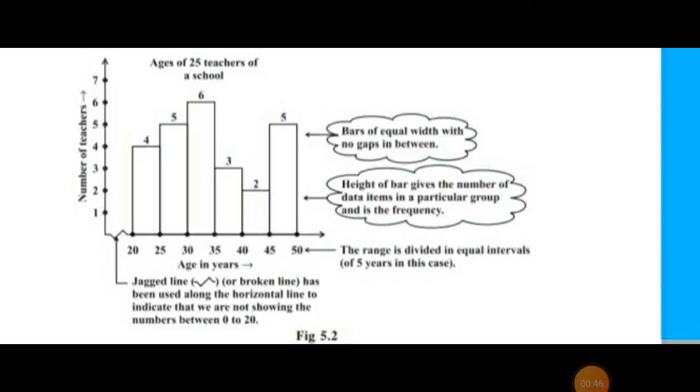The bars are of equal width with no gap in between, and the height of the bars gives the number of data items in a particular group, which is the frequency. The range is divided into equal intervals of 5 years in this case. A zigzag line, or broken line, is also shown here. The zigzag line has been used along the horizontal axis to indicate that we are not showing the numbers between 0 and 20.